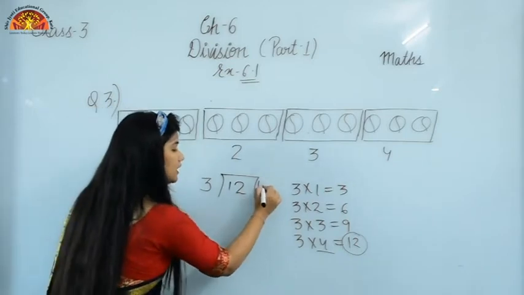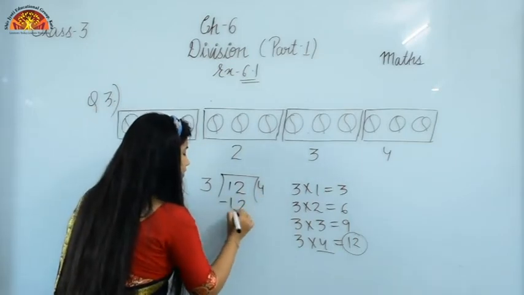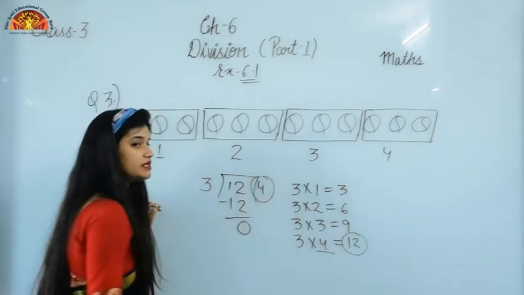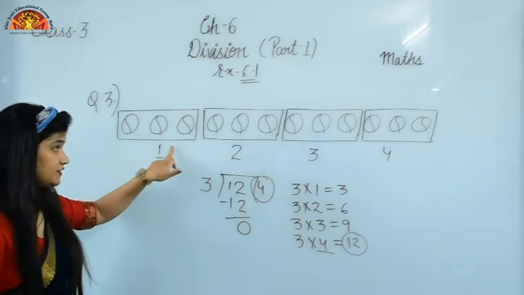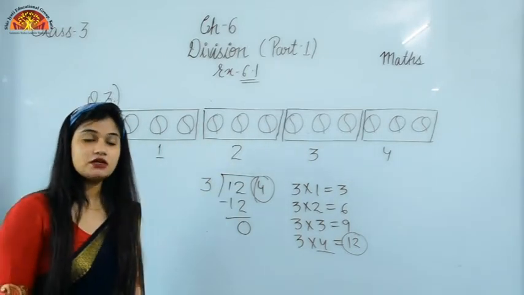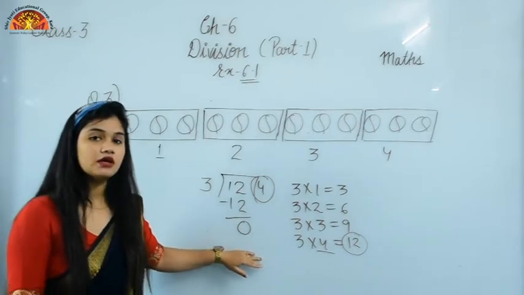So 4 will come here as I have told you earlier also, and 12 will come here and the remainder will be 0. So what is the answer, students? 4. And here we have seen 1 2 3 4. 4 boxes. Is it clear? So in this way, students, you can divide and you can find the answer.